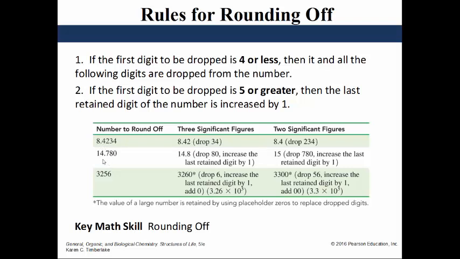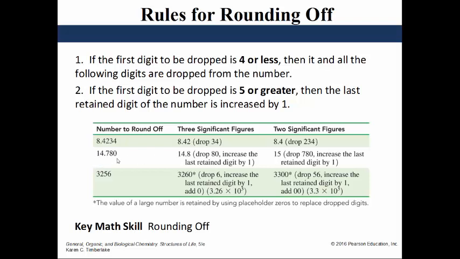The number you're given is 14.780. If you're rounding that to 3 significant figures, 1, 4, and 7, you look at the number just next to that one, 8. 8 is higher than 5, so that's going to cause this value to go up 1. So this number will round off to 14.8. Everything else behind that 8 is dropped.